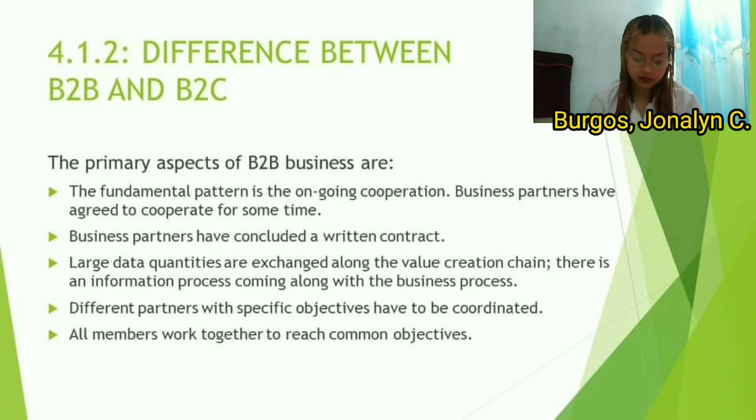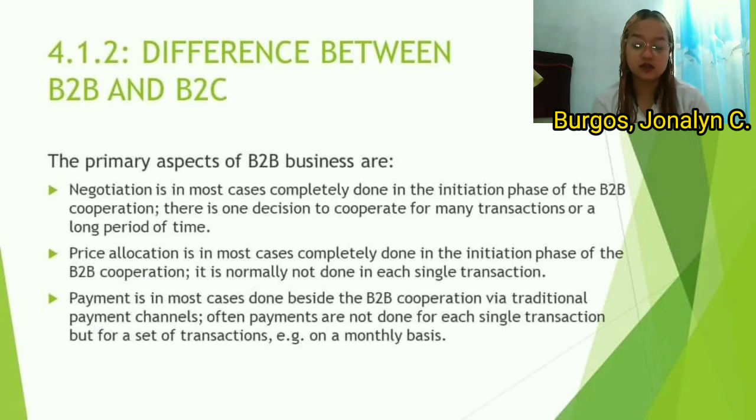Business partners with the specific objectives have to be cooperated. There must be a detailed statement that describes all of their terms, and it should be organized also. So most negotiations of every business partners normally happen in the phase of business-to-business cooperation, and so the price allocation. And no one decision will cooperate for a lot of transactions or a long period of time.